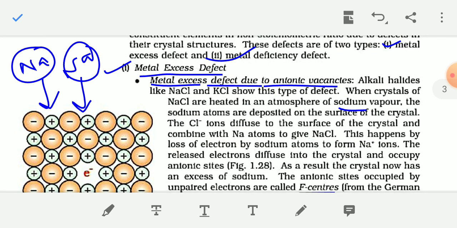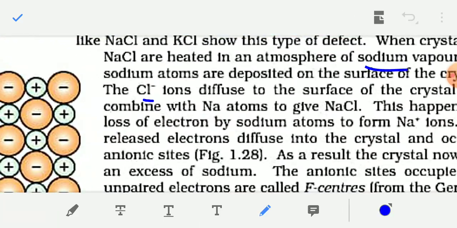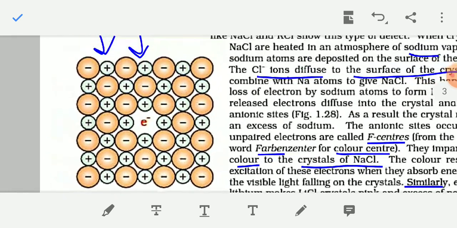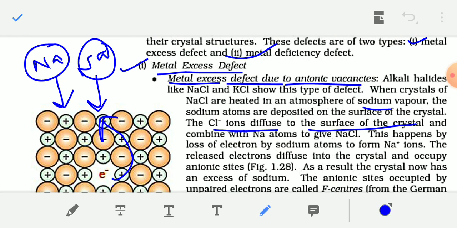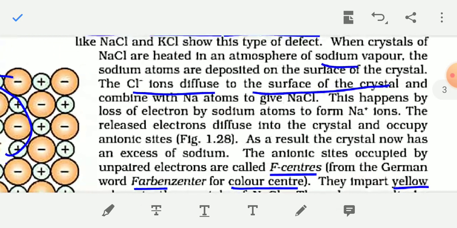The sodium atoms are deposited on the surface of the crystal, and Cl minus ions from the bulk of the sodium chloride crystal diffuse to the surface of the crystal and combine with the sodium atom and give NaCl.